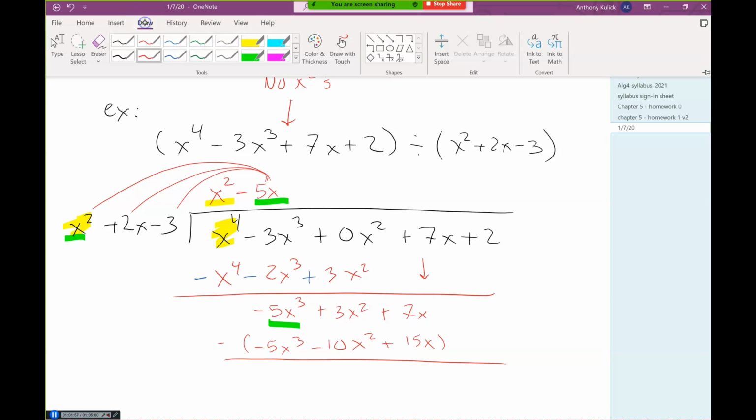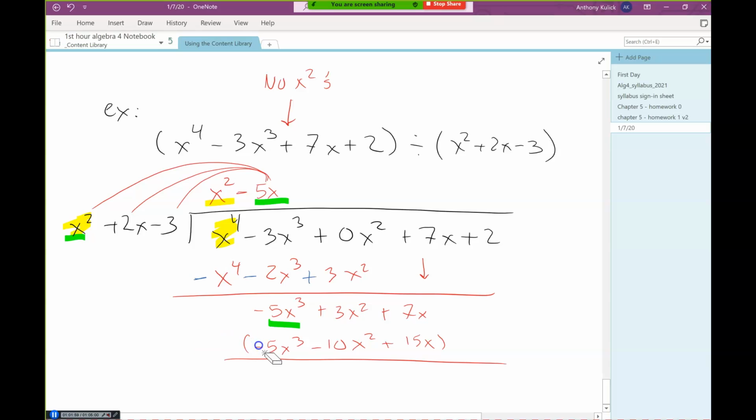Before we do the subtracting, let's distribute that negative. So negative of a negative is positive. Negative of a negative is positive. Negative of a positive is negative. So negative 5x cubed plus 5x cubed is 0. 3x squared plus 10x squared is 13x squared. 7x minus 15x is negative 8x, and then we'll bring down our last part. And then we'll do one more time.